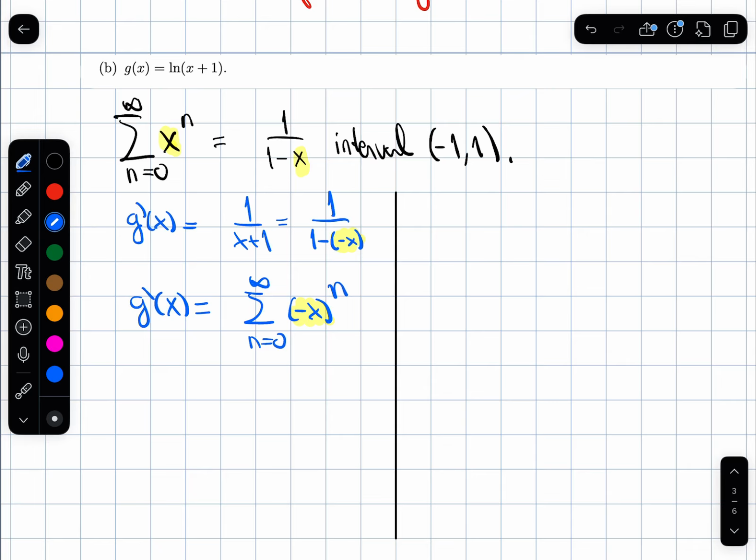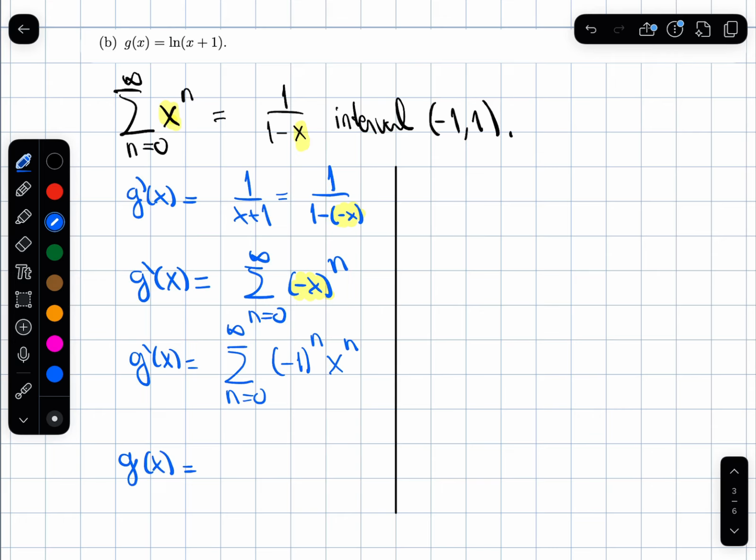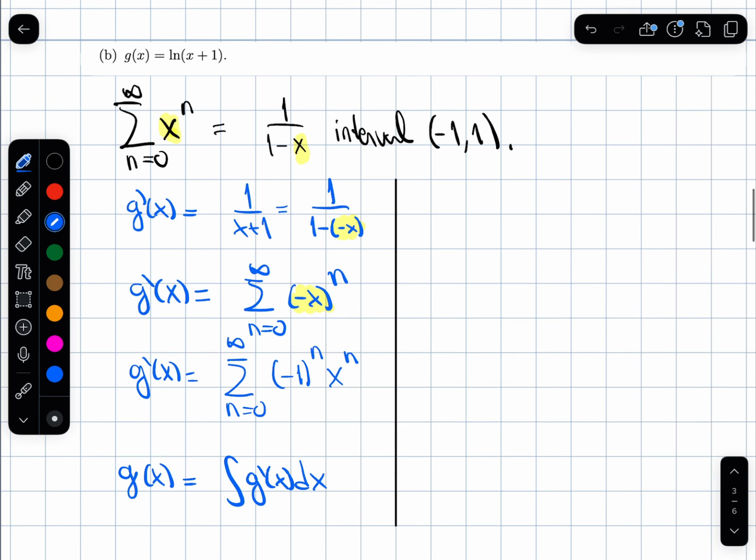Right, so I get to write this one more line as you'd be splitting the negative 1 to the power n with the x to the power n, like so. But note, this is not what I want. This is g prime. I don't want g prime. I want g as a power function, as a power series. So I'm going to take the integral. So g of x is the integral of g prime of x dx, of course, right? The antiderivative of its derivative, yeah?